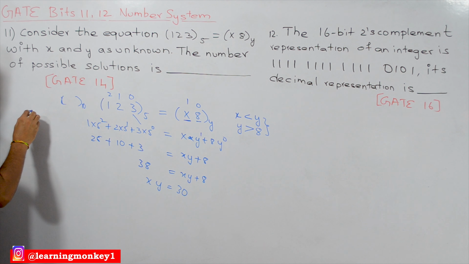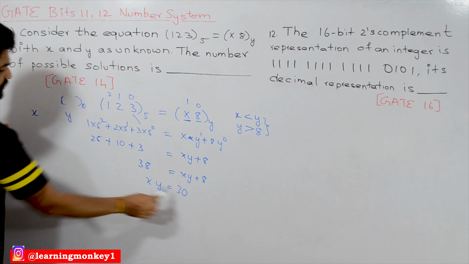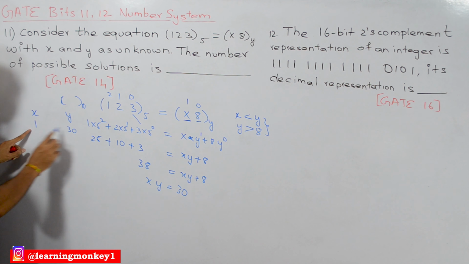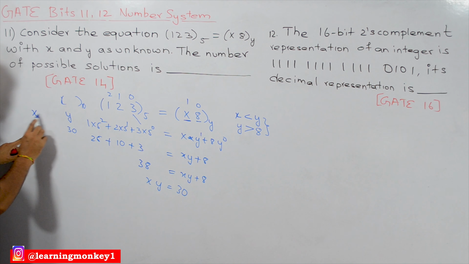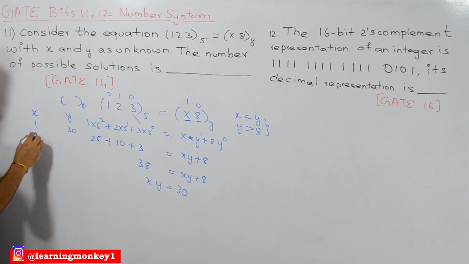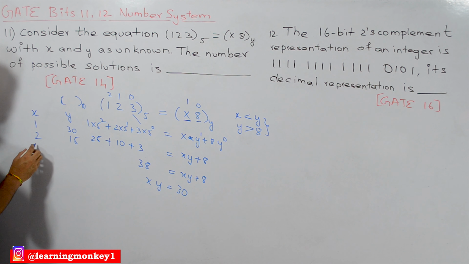So for example, if you take x comma y, what are the possible values? It is 1 into 30. 1 into 30 is going to give 30, where the value of x is 1 and the value of y is 30. Similarly 2 into 15, yes, this is also a right condition.